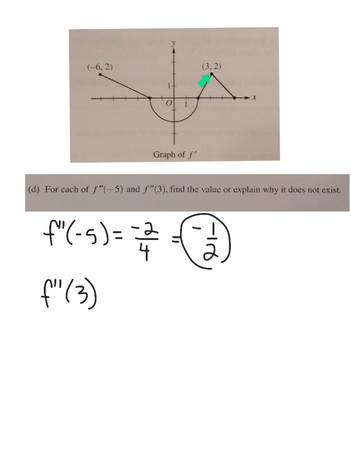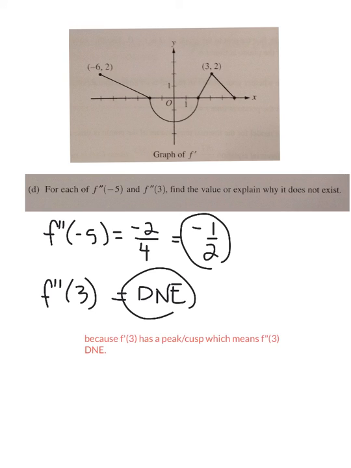Ooh. So this is the graph of the derivative. What would the second derivative be at that point? This is the first derivative. What's the second derivative? Okay, so I'm hoping that you're all saying D-N-E, Miss Carter, because f prime of 3 has a peak or a cusp, which means the second derivative does not exist at that point. And there it is typed up for you, just so you can read that through.